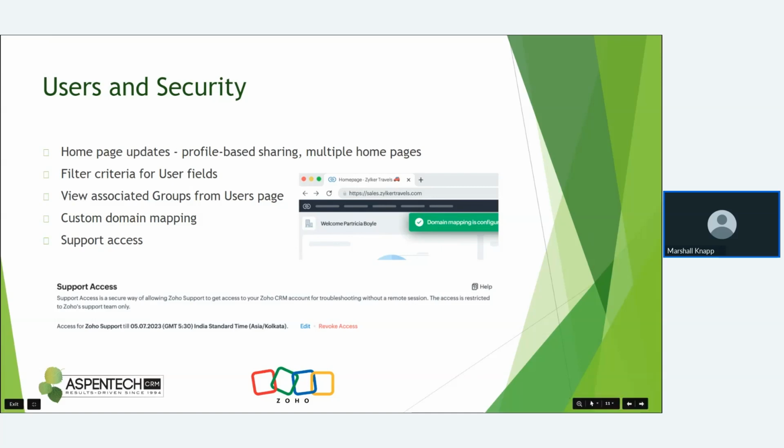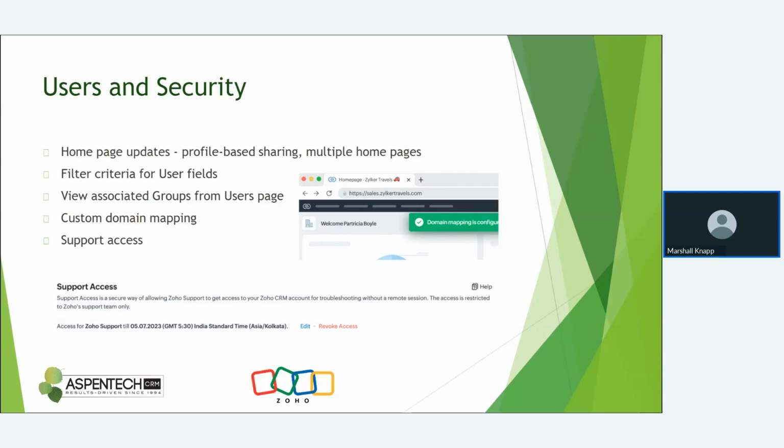And then support access, that's kind of a fun one. Support access allows a user on your end to grant an external user access to the system for the purposes of providing support. Only one support user can be granted access at any given time. And you have to revoke that access before you could give it to another support user.